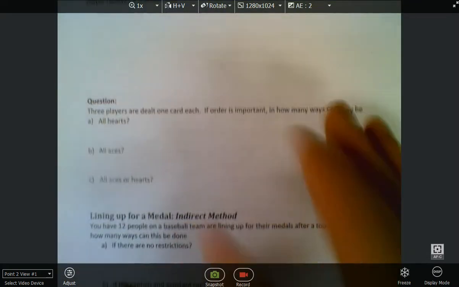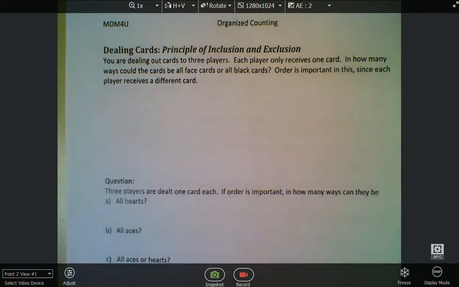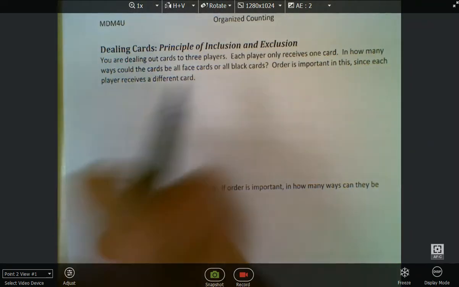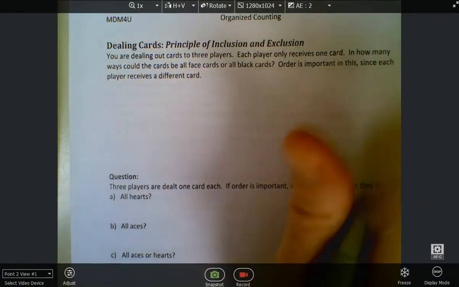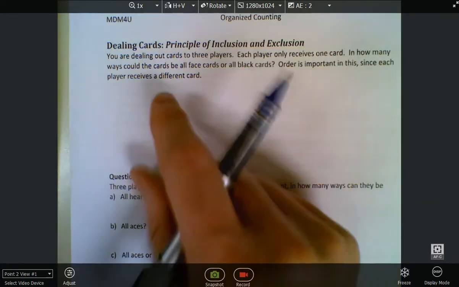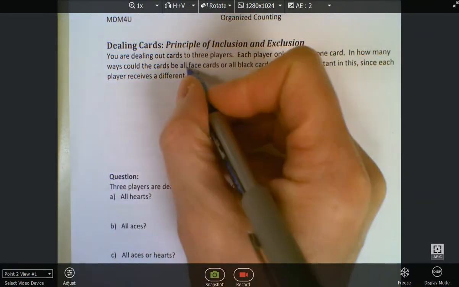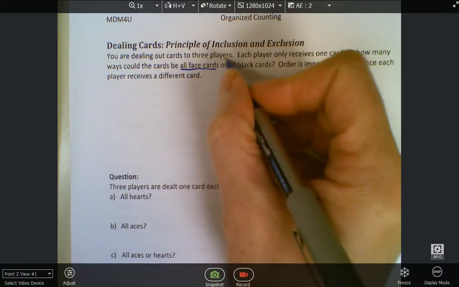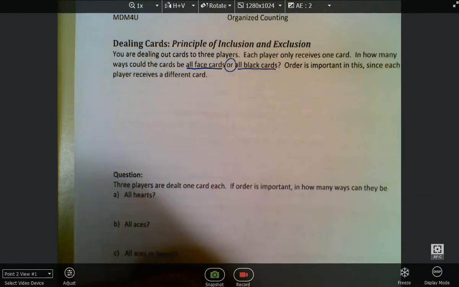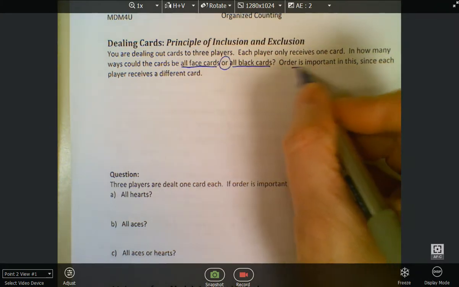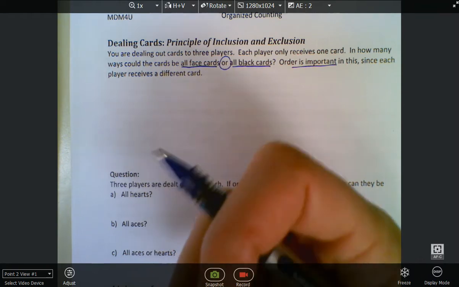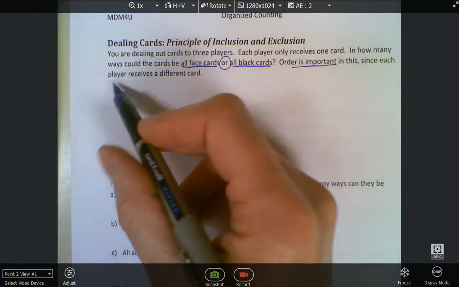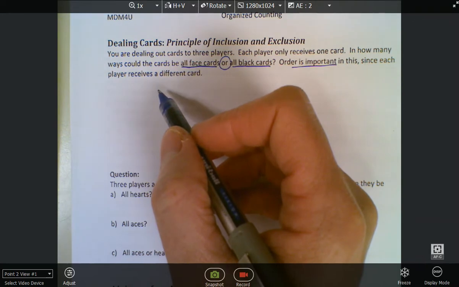Okay, so dealing cards. So this is going to be something called the principle of inclusion and exclusion. So let's say that we are dealing out cards to 3 players. Each player only receives 1 card. Fair enough. In how many ways could cards be all face cards, or, again, there's the word or, all black cards. Order is important. So again, we're talking about arrangements of this happening. So we need to think about permutations since order is important. And that's because each player receives a different card from this.